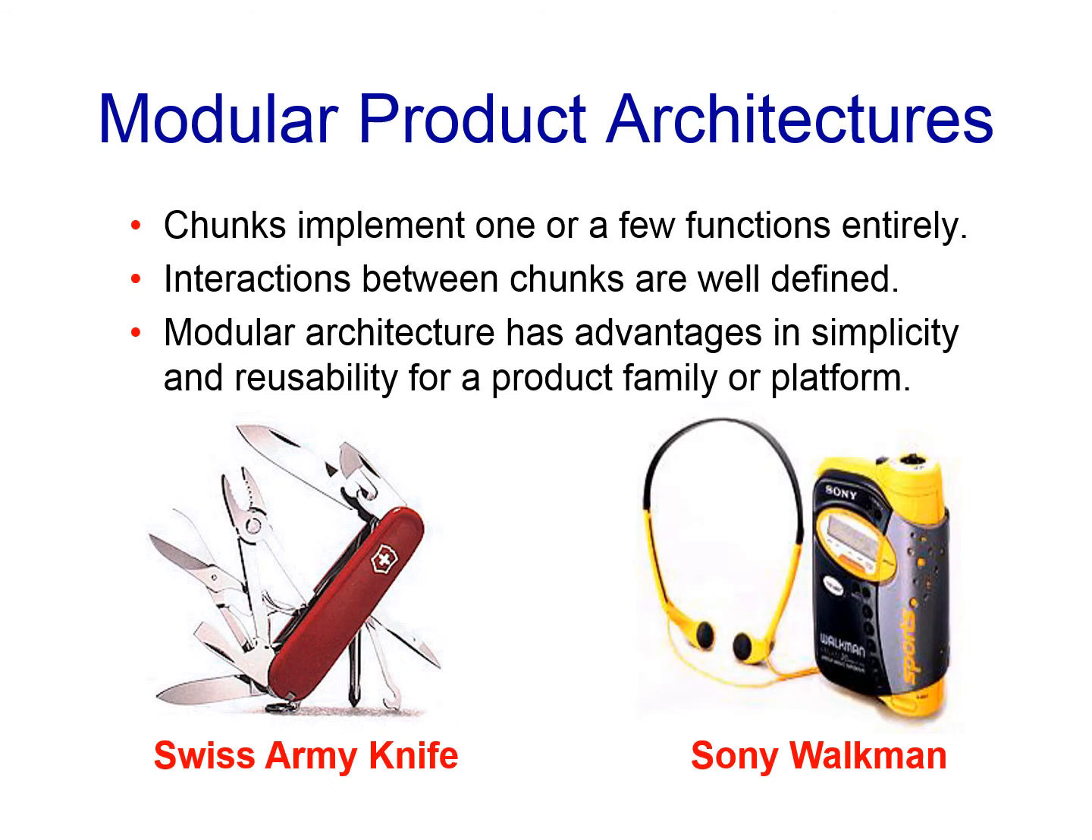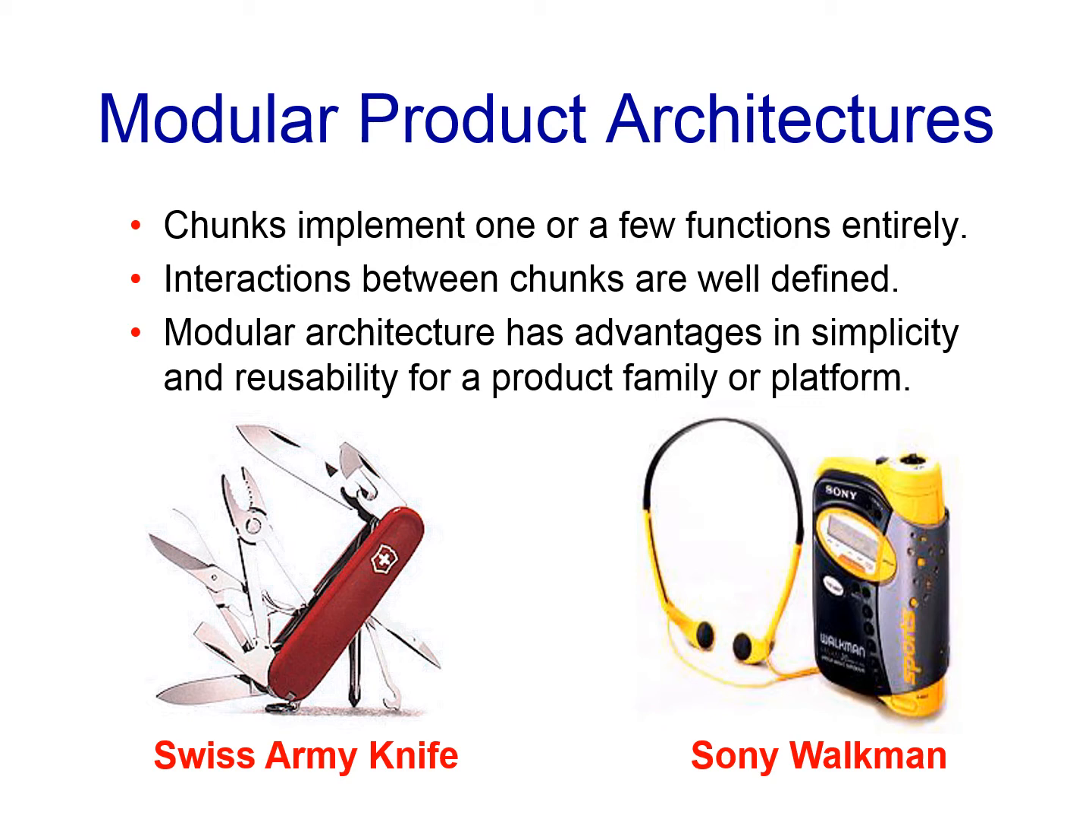First, let's talk about modular architectures and give a few examples. Then we will talk about integral architectures with some examples. Then we will talk about choosing between them. Modular architectures are architectures where chunks implement one or a few functions entirely, and interactions between chunks are well defined.